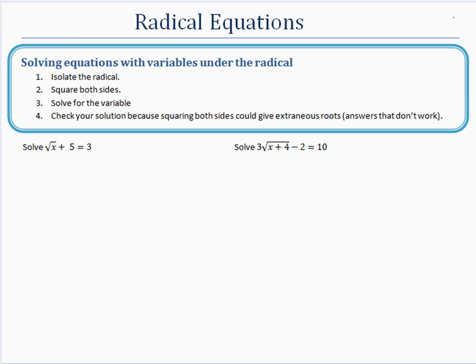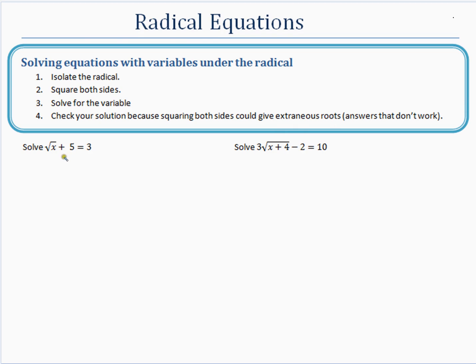Next, you're going to square both sides to cancel out the radical, the square root. If it's a cubed root, you cube both sides. You solve for the variable and make sure you check your answer, because when you square both sides you can get some extraneous roots. And so we'll start with this first one.